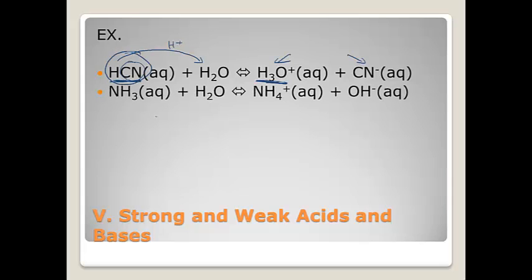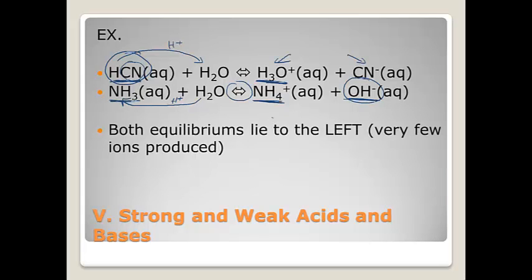NH3, ammonia. Don't forget this one. Now the water does the opposite here. It donates an H+ to the ammonia. That turns into ammonium ion and hydroxide. So why is that a base? Because you produce hydroxide. And again, double arrow, but the equilibrium still heavily favors the left side, so very little of the ammonia actually reacts with water. Both equilibriums lie to the left always in a weak acid or a weak base.